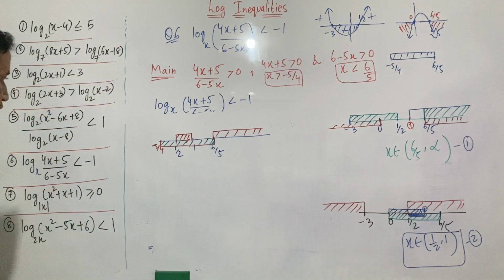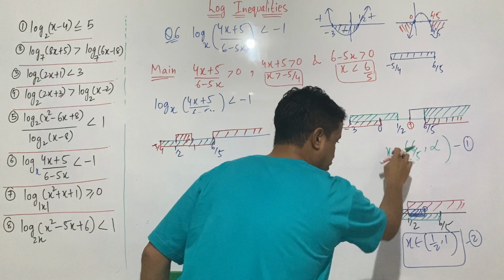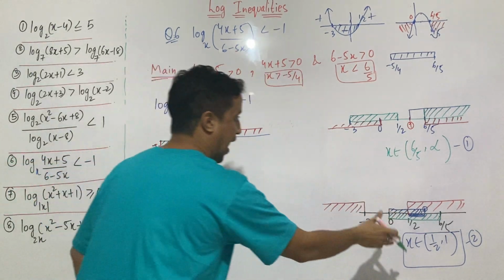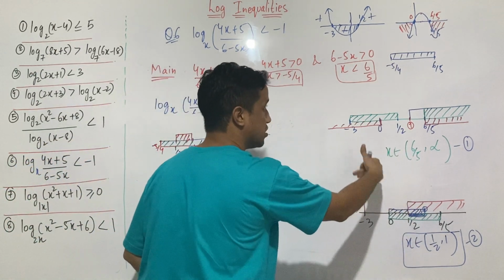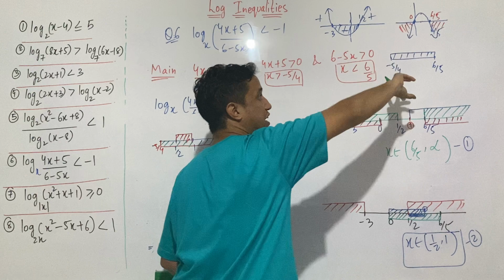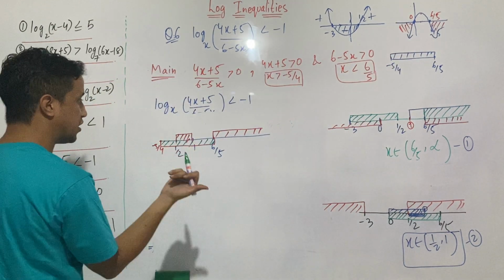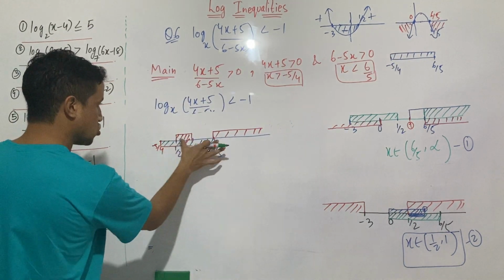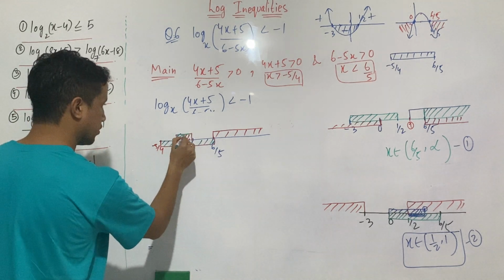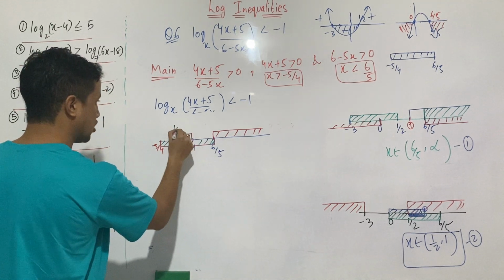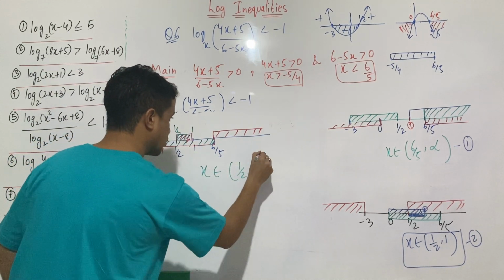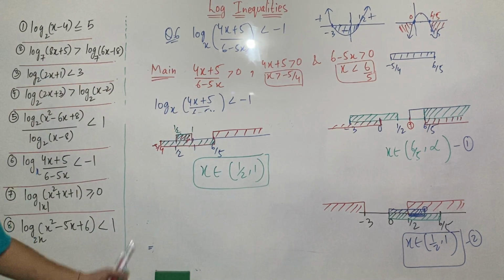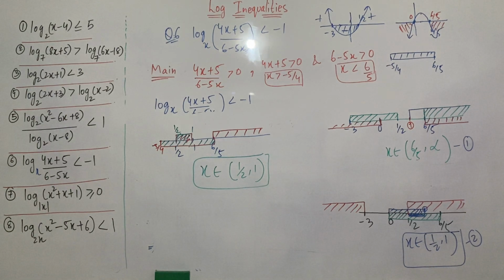So if you take the union of these two cases and then do the intersection with this, what's going to be the common area? See here, the common area is this one, right? Here 1 by 2 to 1. So your x is going to be 1 by 2 to 1. So this must be your answer. Okay, so I hope you understand it. All right.